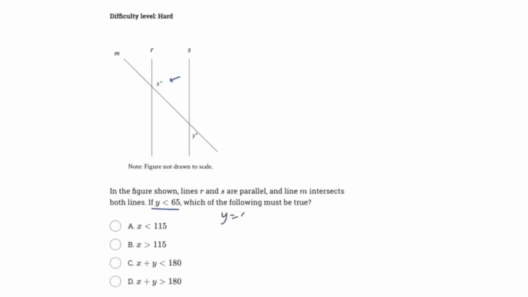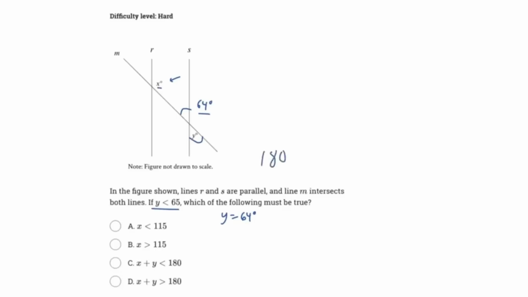So let's just call Y 64 degrees, right? Because that satisfies that equation. And so now we know that this y right here is 64 degrees. The angle opposite of that is a vertical angle, so this is also going to be 64 degrees. We can see here that this 64 degree angle and angle x are consecutive interior angles. And so they are supplementary, so they have to add up to 180 degrees.